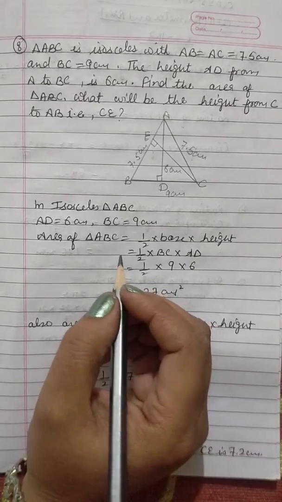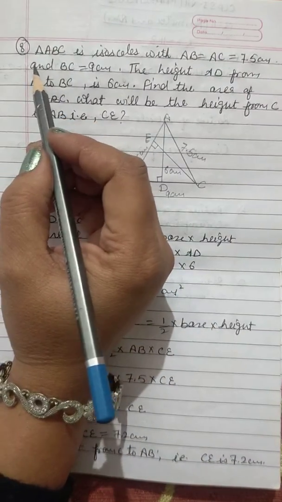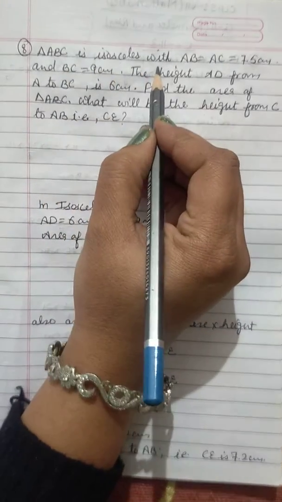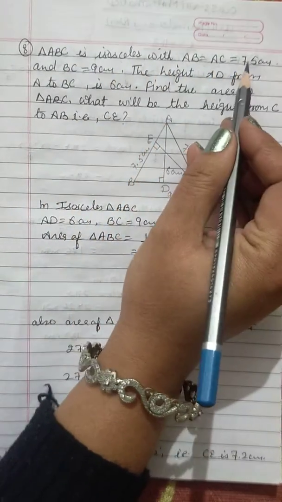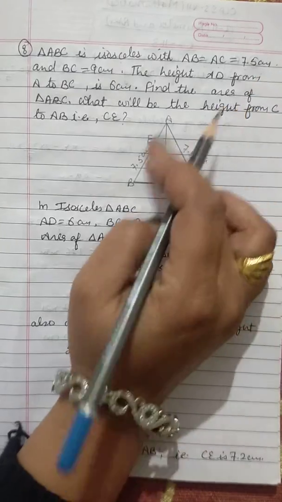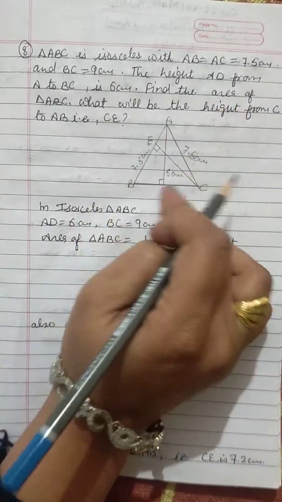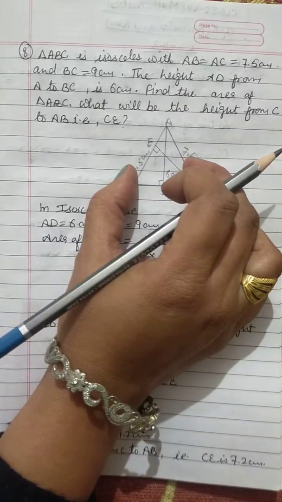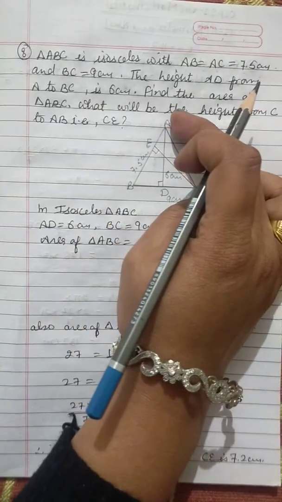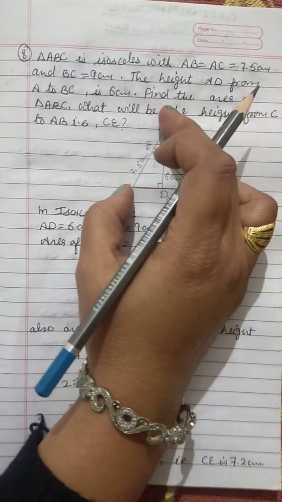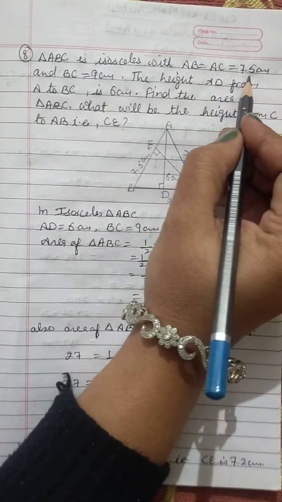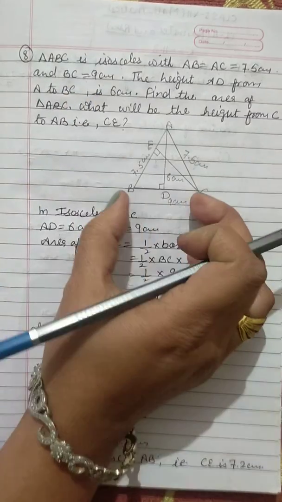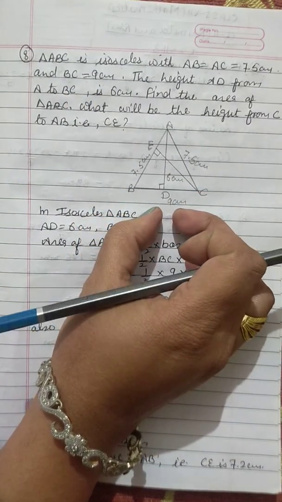Now let's start the next question, question number 8 of this exercise. See, in this question, triangle ABC is an isosceles triangle with AB equal to AC as 7.5 centimeter. Isosceles triangle means in this triangle two sides are of equal length. Means AB is equal to AC, and here it is given that AB and AC both are 7.5 centimeter in length, and BC is 9 centimeter.